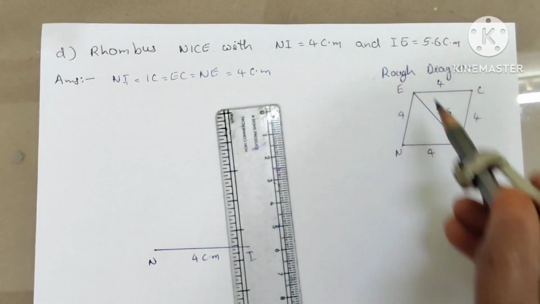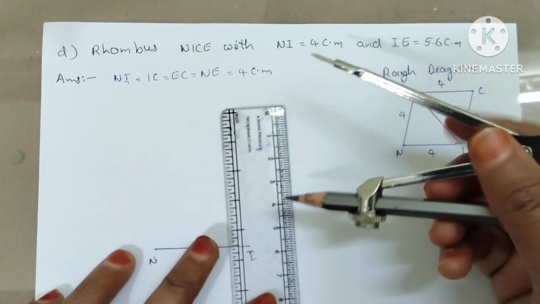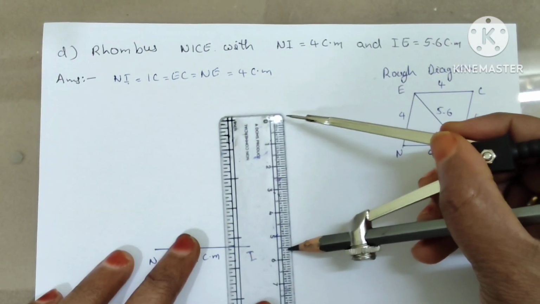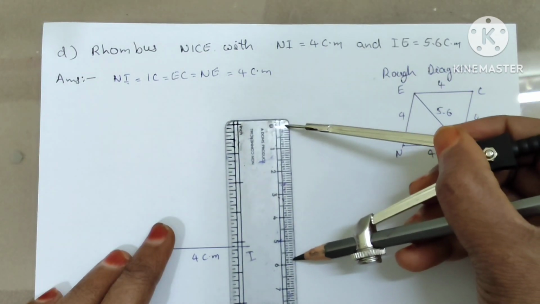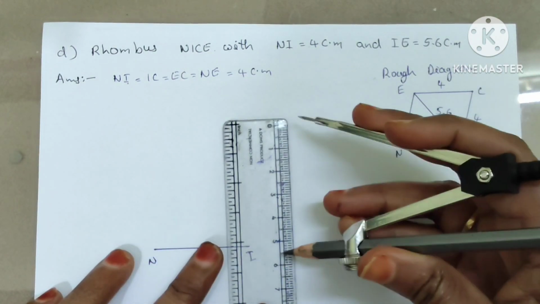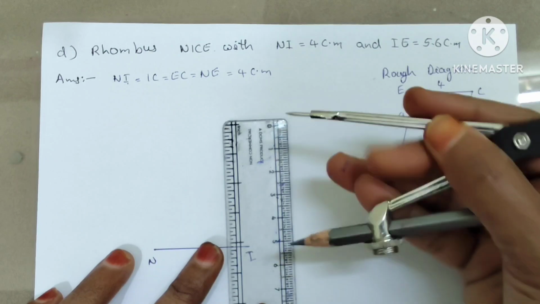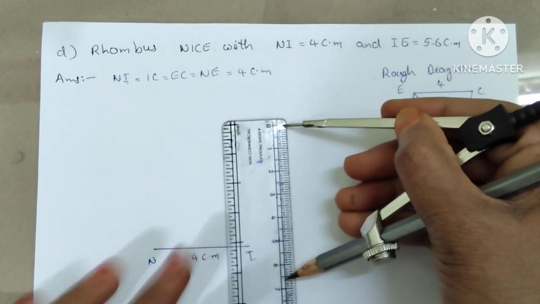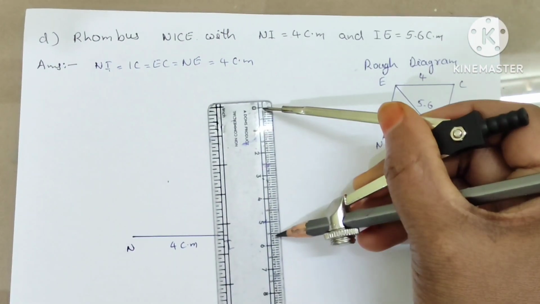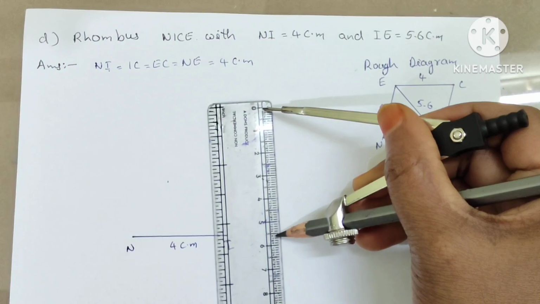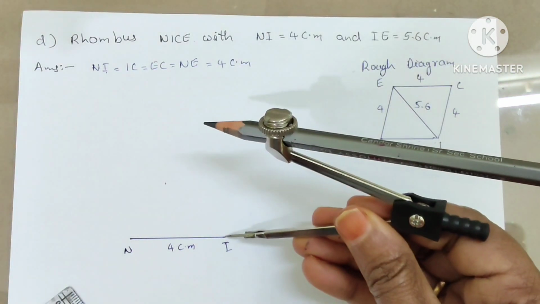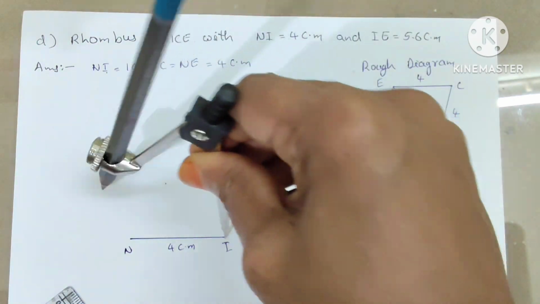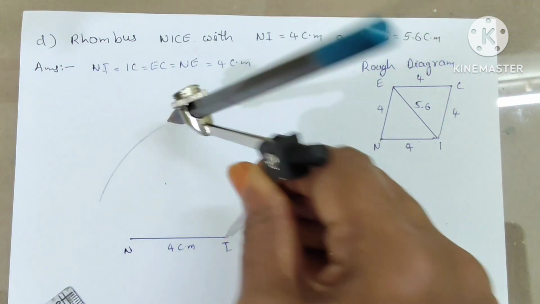Next, the diagonal 5.6 is there. So first use the scale and rounder. Pointer on 0, next 5.6. Now here exact 5.6 is there. So now the diagonal is 5.6. Now based on I, draw one arc for I to E.